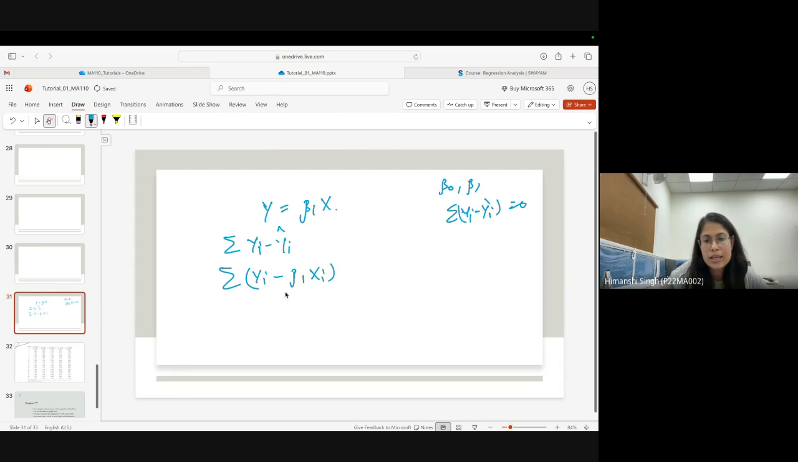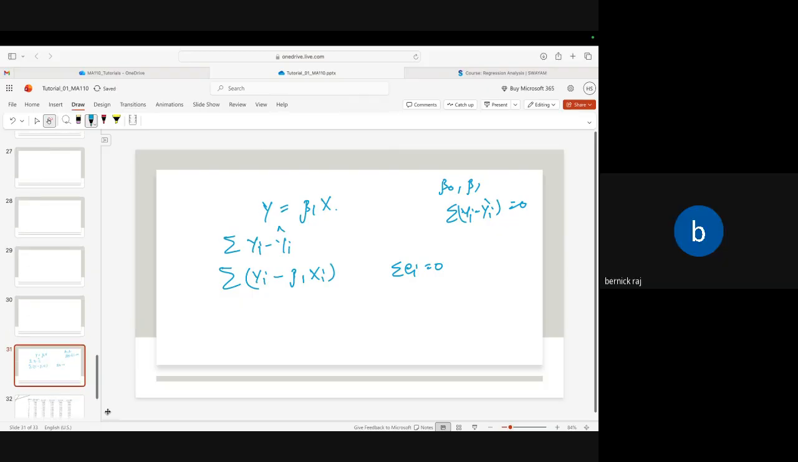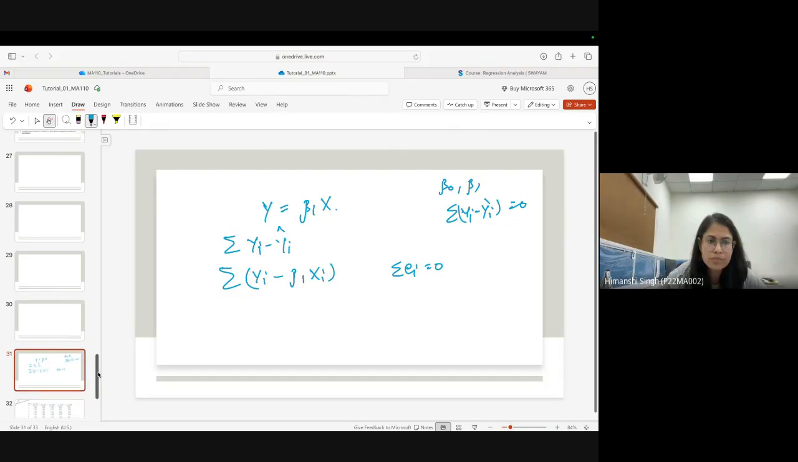Now here if you differentiate with respect to beta 1, there is no beta naught, then we cannot say that summation of ei is 0. I don't think so. That's why I have a doubt in this place. That's why I'm asking.